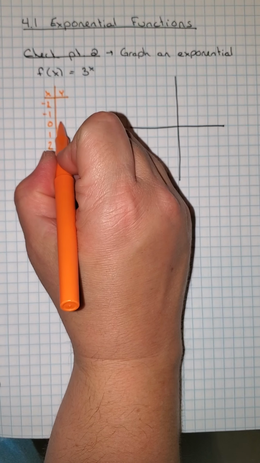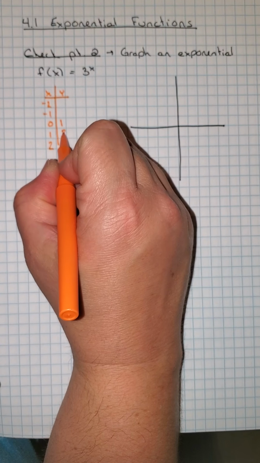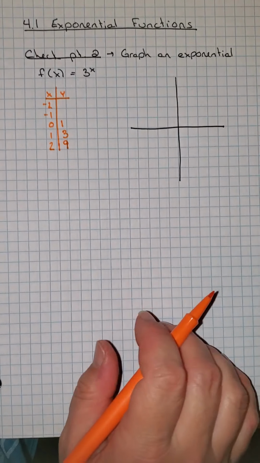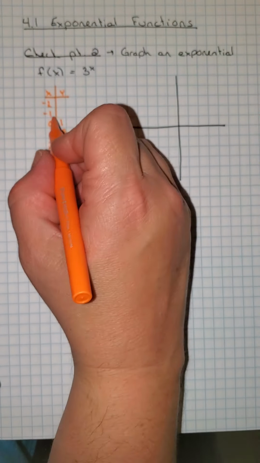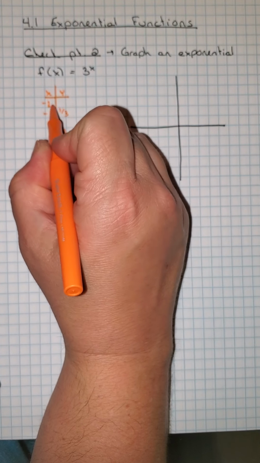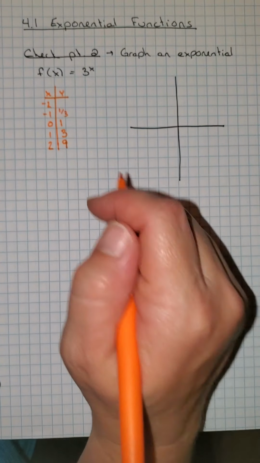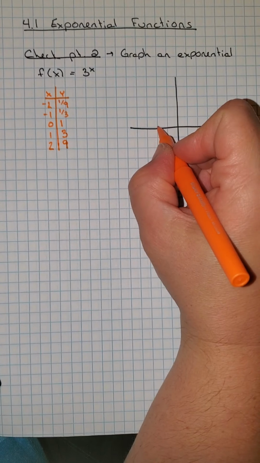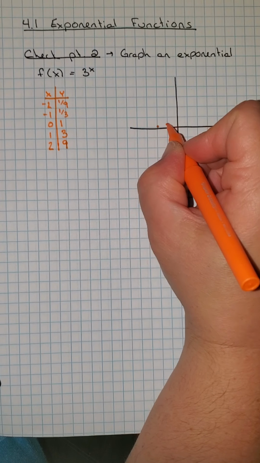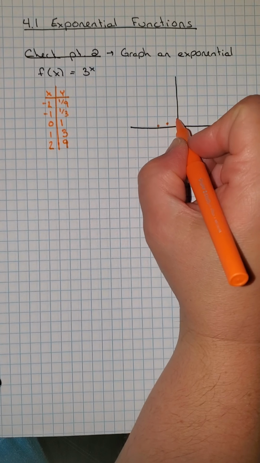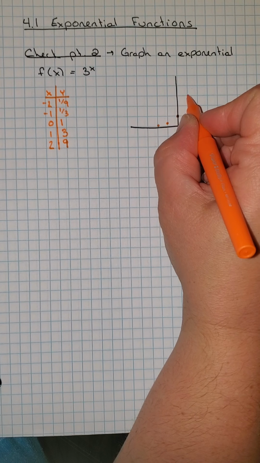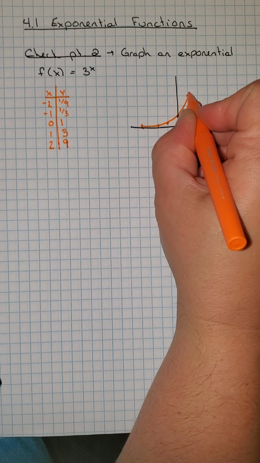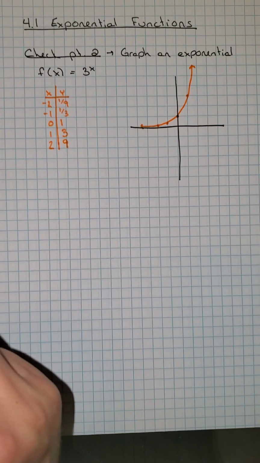So anything to the 0 power is 1, 3 to the 1 is 3, 3 to the 2 is 9. Now the negatives will be that flipped over. So 3 to the -1 is 1/3, 3 to the -2, flip it, square the 3, it becomes 1/9. Then I'm just going to plot all those points, -2, 1/9, -1, 1/3, 0, 1, 1, 3, and then 2, 9 would be way up there. So you'll see it does kind of slip up like that.